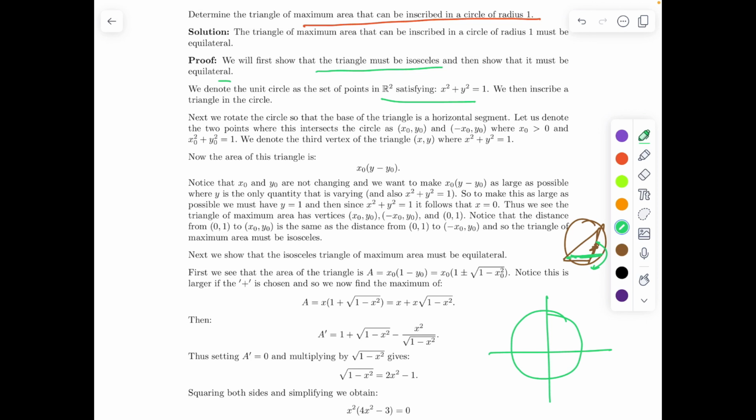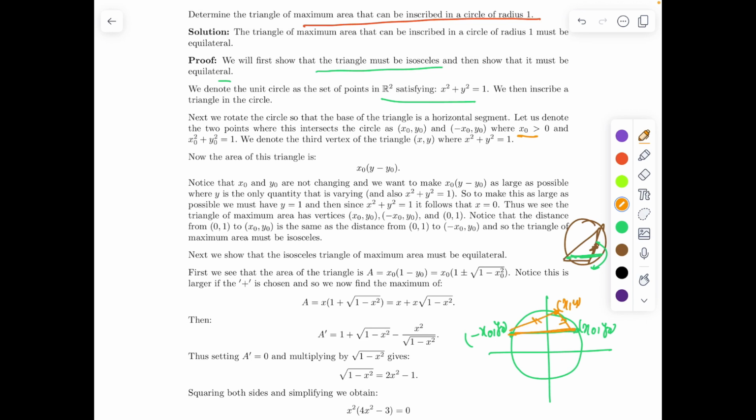So I can always assume one of the points as, let's say, (x0, y0), and the other point will be (-x0, y0) because of symmetry, where we have made x0 greater than 0. So the third vertex can be anywhere, say (x, y). So let's show that for the maximum area of this, we must have the isosceles case first.